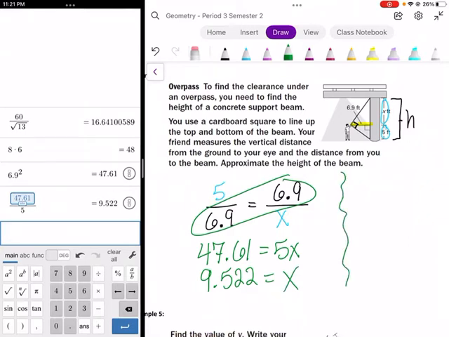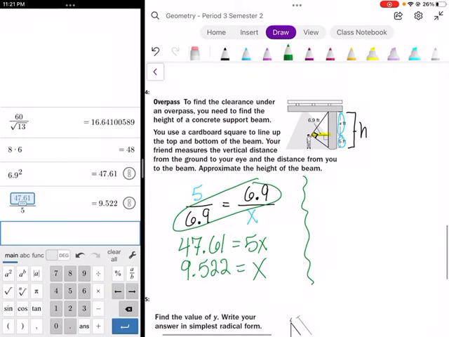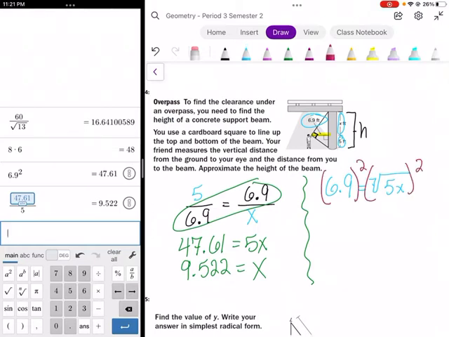Another way, if you forget this, because we know this is our geometric mean, we can do 6.9 equals the square root of x times 5x, because we would take it times 5. Then we could solve this equation. To do that, we would just square both sides to get rid of the square root, and we would end up with the same answer. So this is just another way that you could solve this problem.